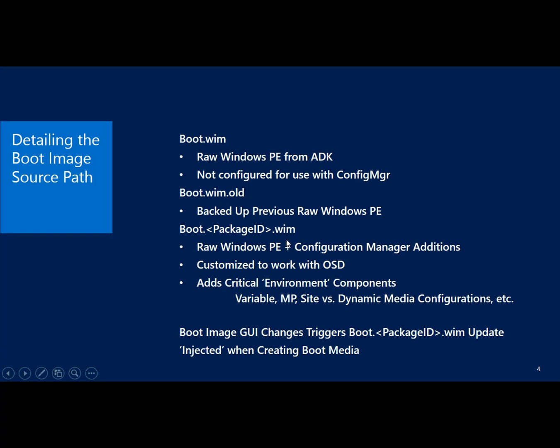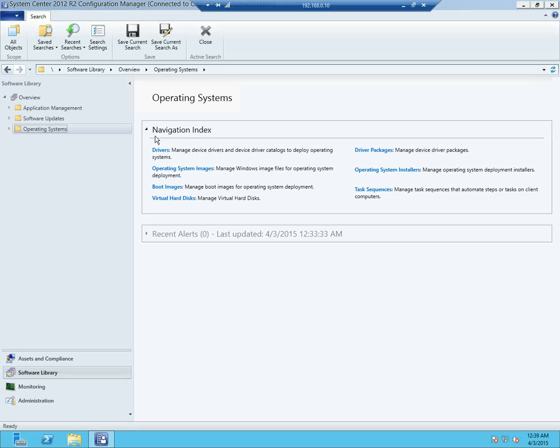This is the version of Windows PE that we use during imaging. We add very specific things to this particular boot image that are specific to Config Manager, like variables, MP settings, configurations of site versus dynamic mode for looking up MPs, and so on. Best way to really see this is to see it. So let me pull in the environment for a minute.